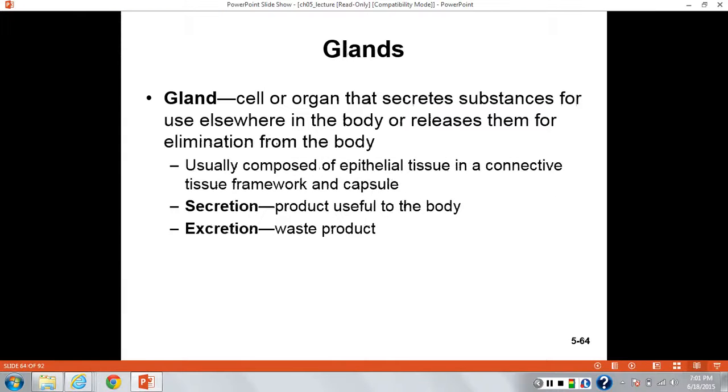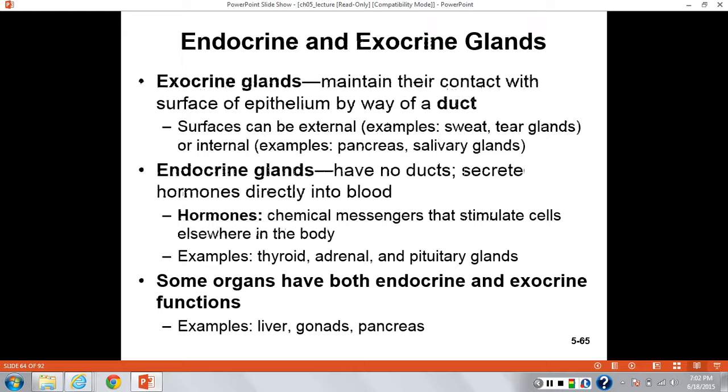Alright, when we talk about glands, again, glands, they excrete and secrete. So they help to protect the body. They help to get rid of waste from in the body. Alright, one thing you need to learn is endocrine and exocrine.